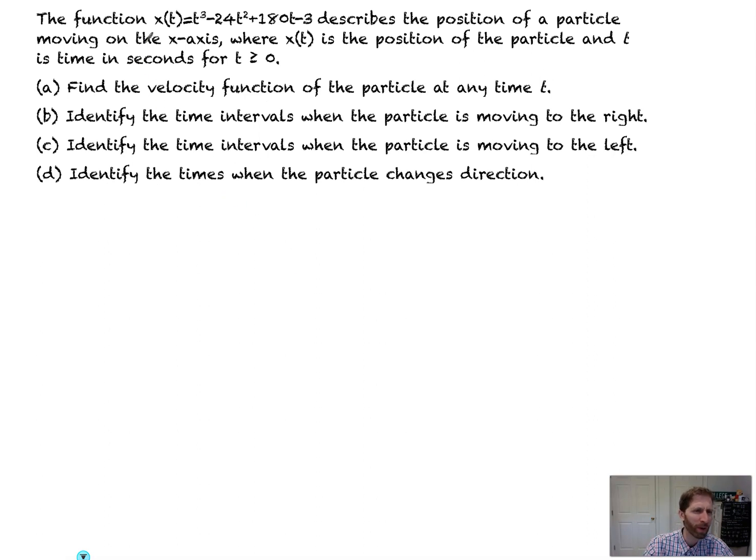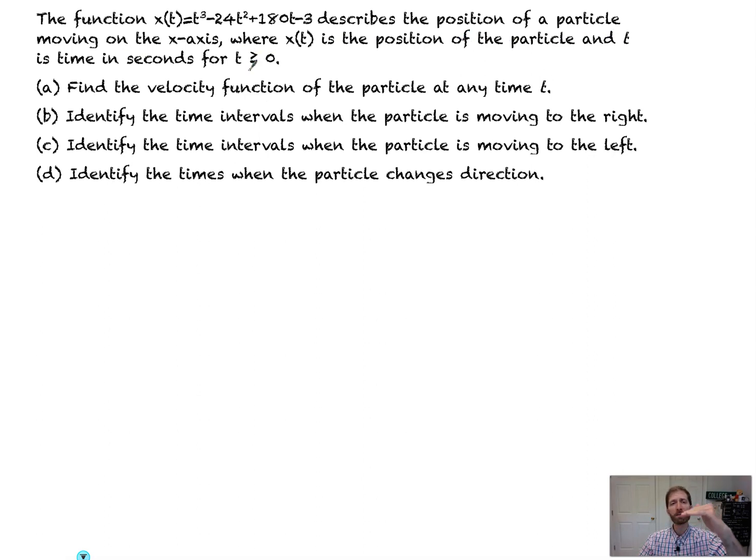Let's go. The function x of t equals that thing. We're not even going to pronounce it out loud. It's a juggernaut. It's big. It describes the position of a particle moving on the x-axis. Imagine a number line, and that particle is just moving to different numbers on the number line, left and right, and those numbers are the position, the where of where the particle is. Where x of t is the position of the particle and t is the time in seconds.